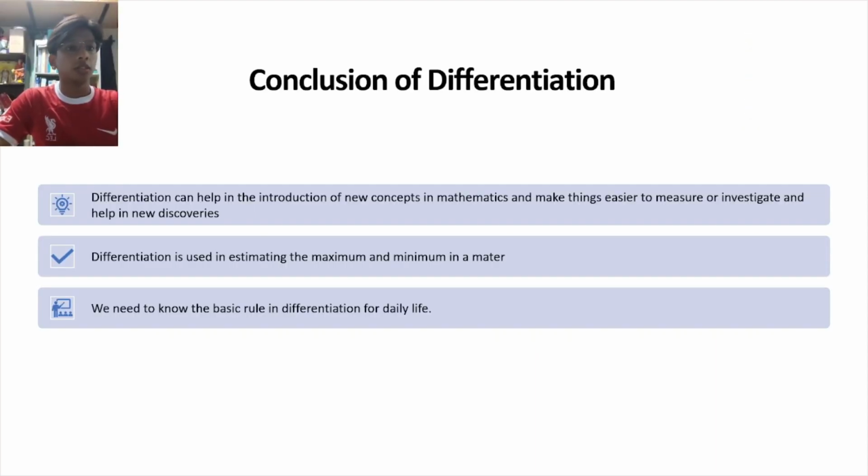So finally, the conclusion of differentiation. Differentiation can help in the introduction of new concepts in mathematics and make things easier to measure or investigate and help in new discovery. Differentiation is used in estimating the maximum and minimum of a matter. We need to know the basic rules in differentiation for real daily life.